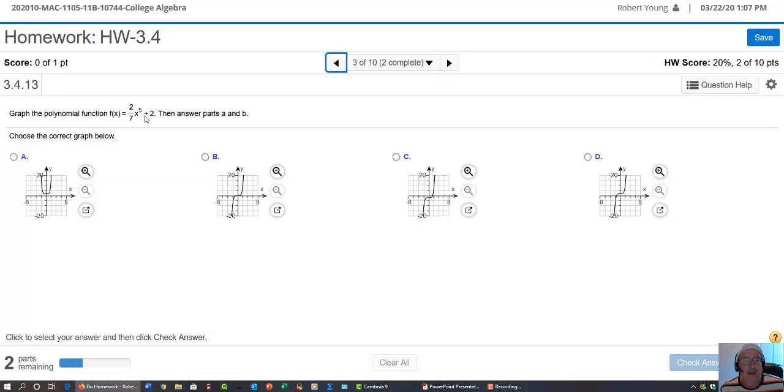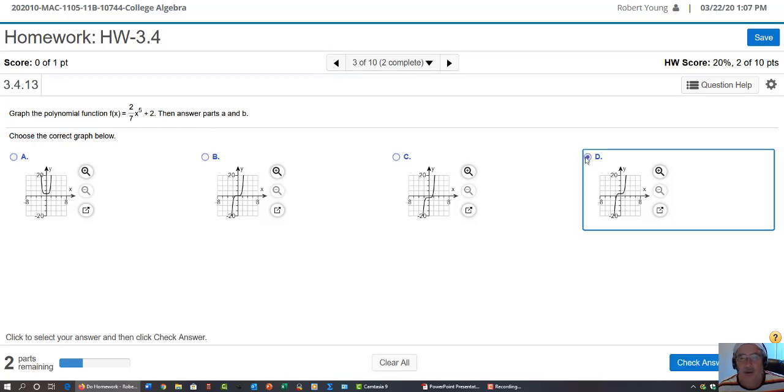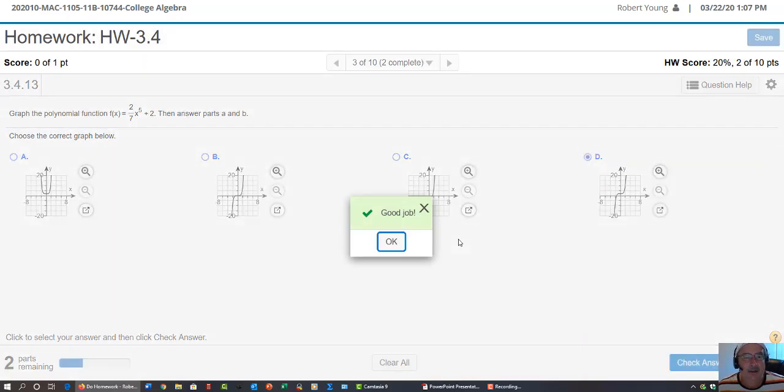Now, since this is an odd power, and this number's positive in front with a +2, I would think, well, that's going to be an S-shaped thing, so it could be B, C, or D. But with that +2 there, notice if X is 0, Y will be 2. You should note that this thing will shift vertically 2 units up. So right away, some of these you'll just be able to look at and knock them out, and those won't be difficult at all.